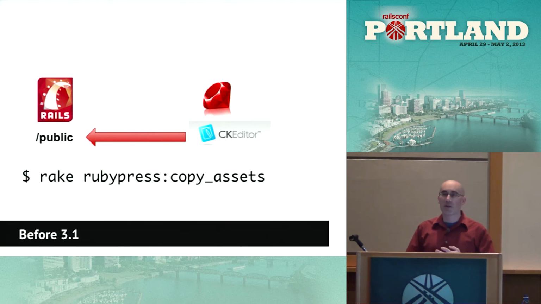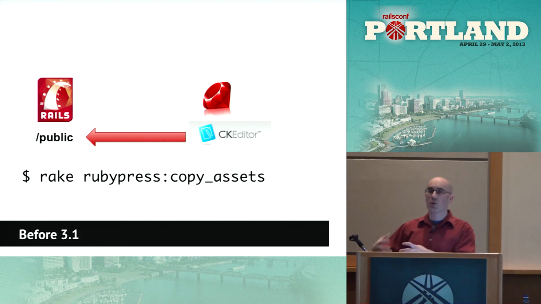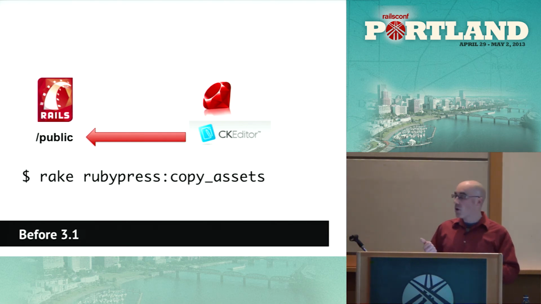So prior to 3.1, dealing with this was very tedious. Suppose, for example, you have a gem that contains a bunch of complicated JavaScript code, images, CSS, et cetera. A good example of that would be something like CKEditor, which is an open source WYSIWYG editor. Again, it's got a pile of JavaScript and HTML. So if you had an engine that needed to use that, you would basically have to have those files in your gem, and then you would have to write a rake task that essentially copies all those files out of that gem into the public directory of your project.